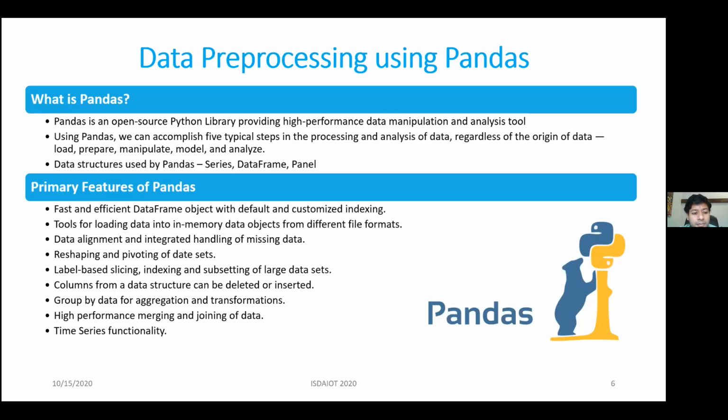Then there are label-based slicing, indexing, and subsetting of large data sets. The columns from a data structure can be deleted and inserted very efficiently. The data can be grouped for aggregation and transformation, and high performance merging and joining of data is also provided by Pandas. And there is time series functionality, so our data can be stored as a time series. That means it's a sequence of data, but each data point is associated with a timestamp.